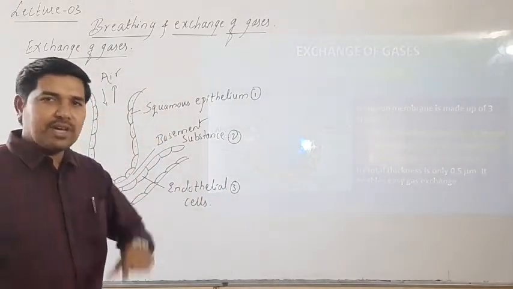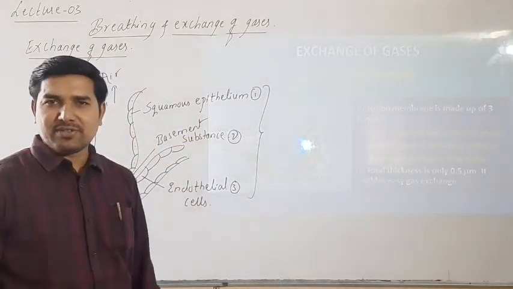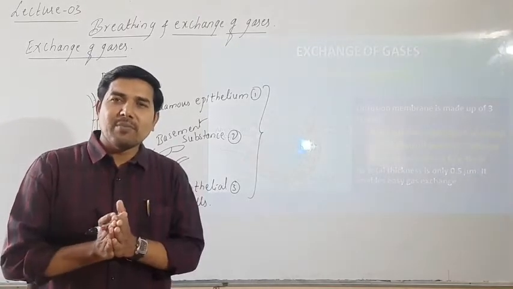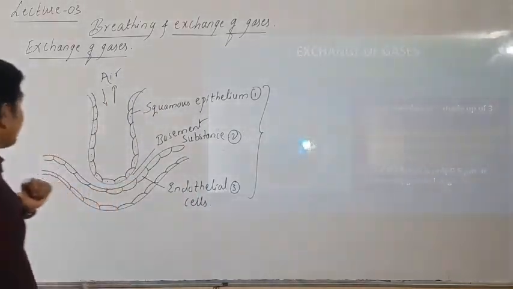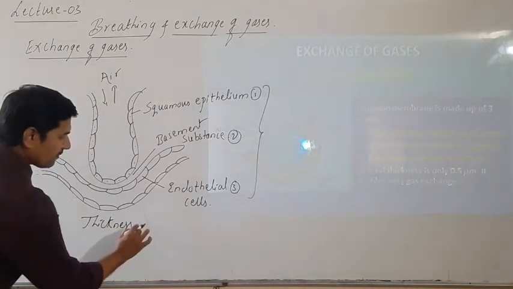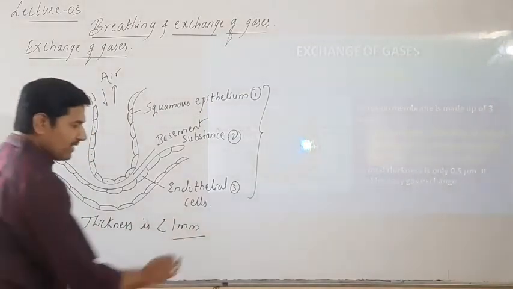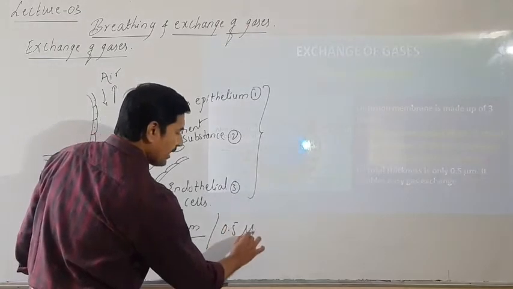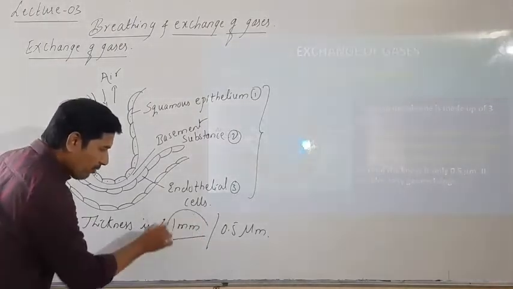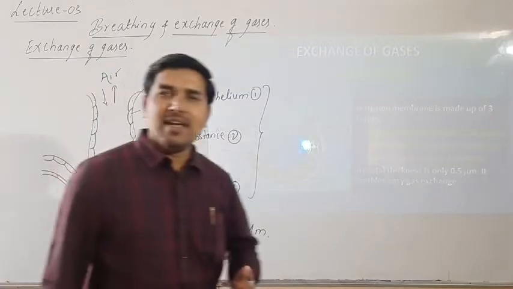All these three together, if we look at their thickness, it is less. We say less than 1 millimeter. So what is the thickness? The thickness of this is less than 1 millimeter, or we also say it is around 0.5 micrometer in its thickness. Okay, so this is the most important, which is given in your NCERT. The thickness is less than 1 millimeter.